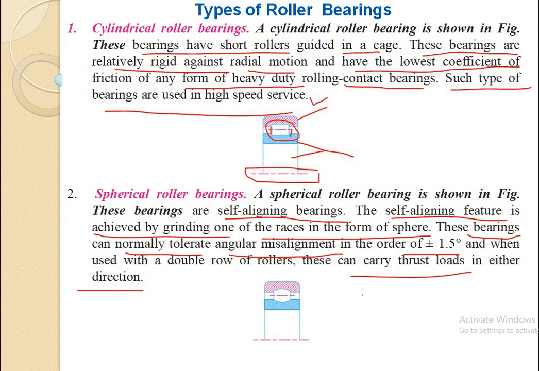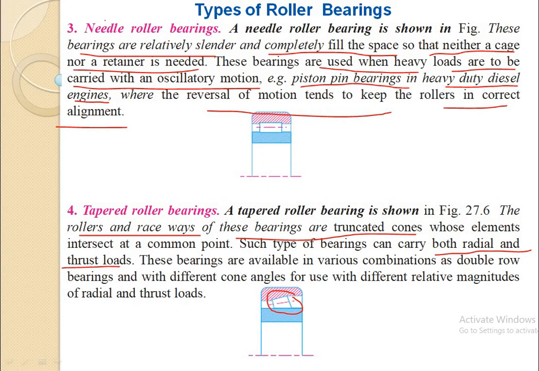So these are the four types of roller bearings. Cylindrical roller bearings are used in high speed services. Spherical roller bearings are used when thrust loads in either direction are acting on a shaft element. Needle roller bearings are used when heavy loads are to be carried with an oscillatory motion, and tapered roller bearings are used when there are radial as well as thrust loads.